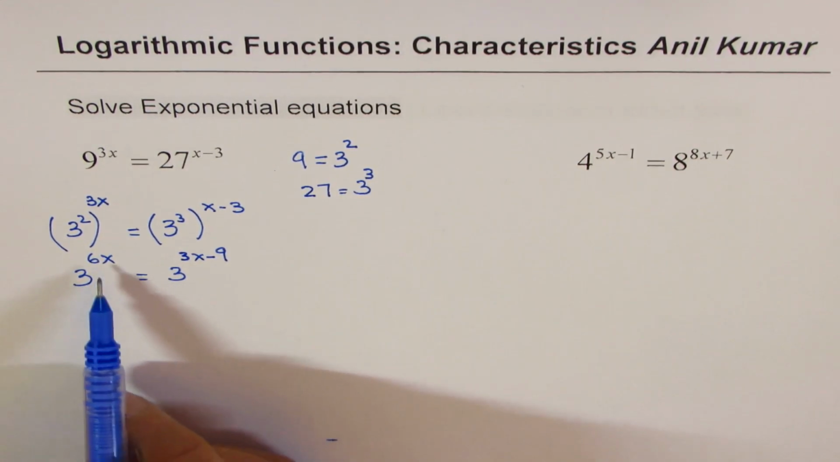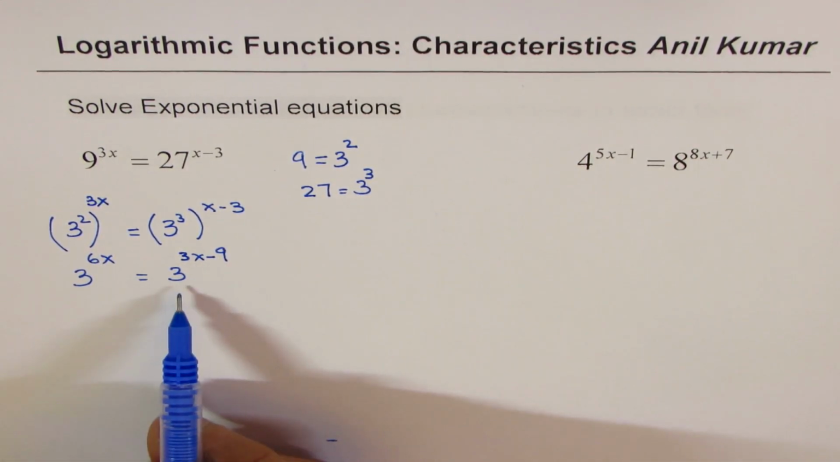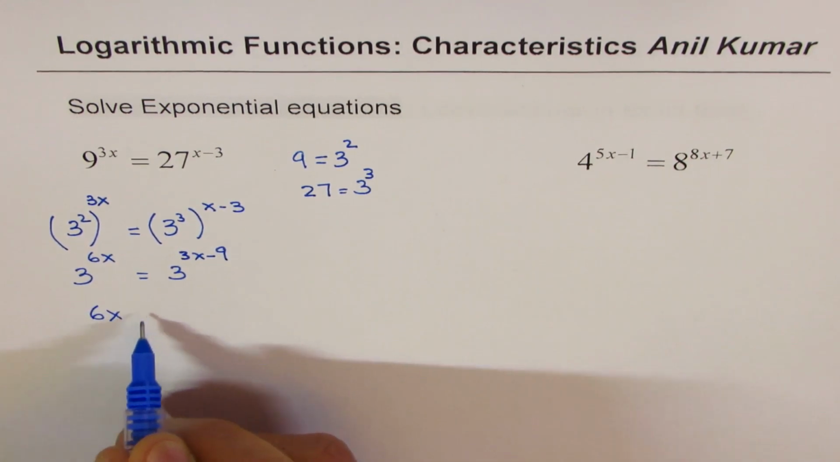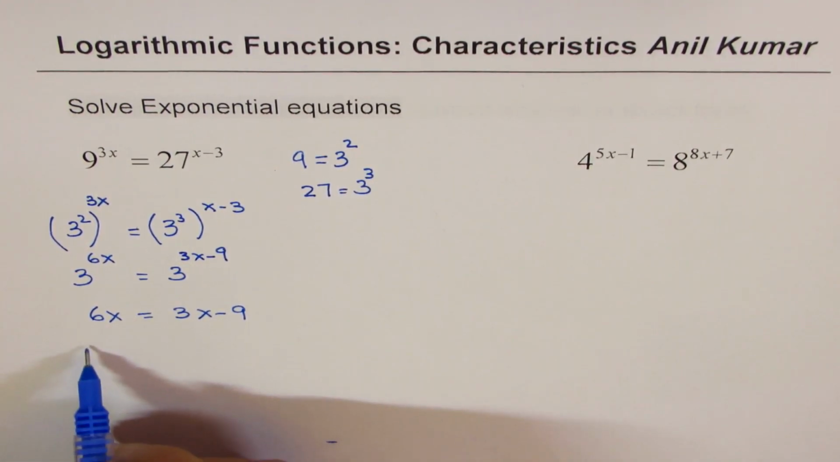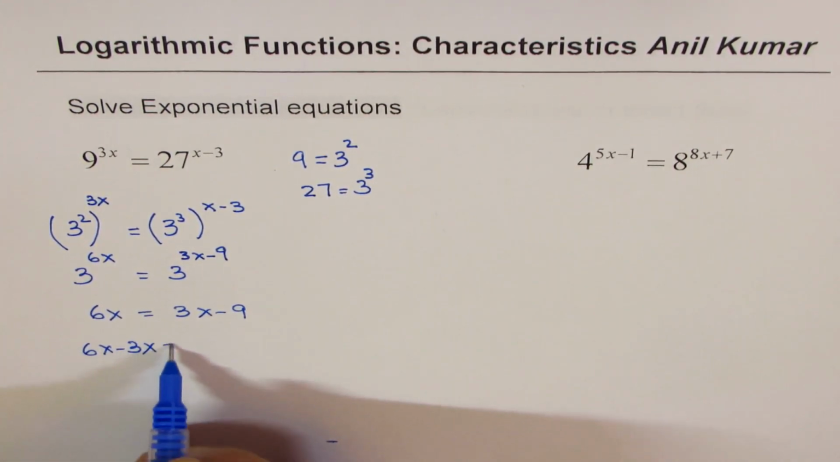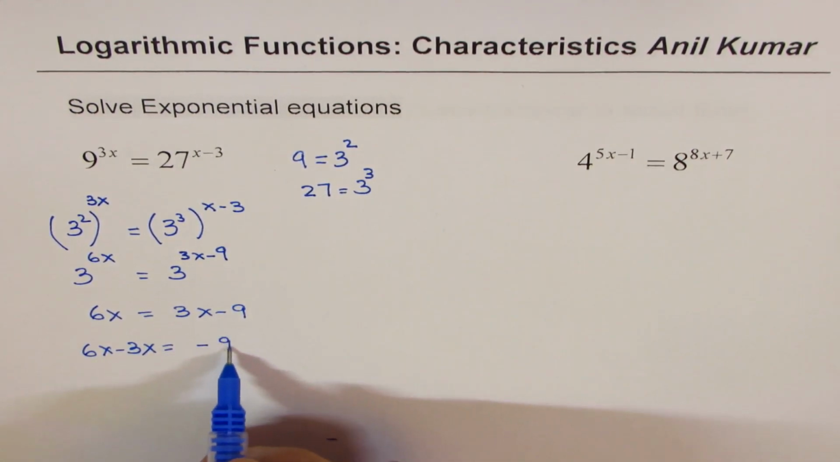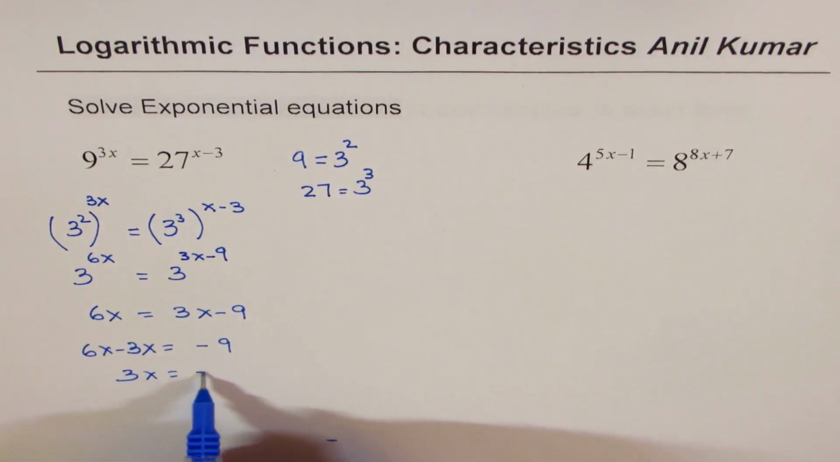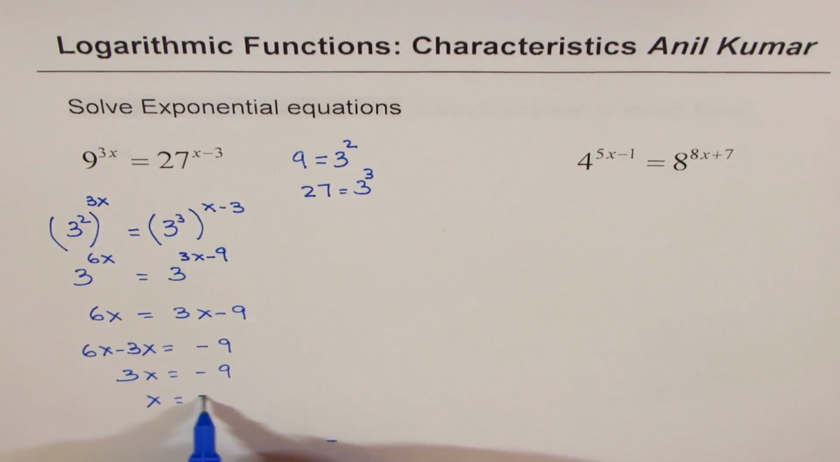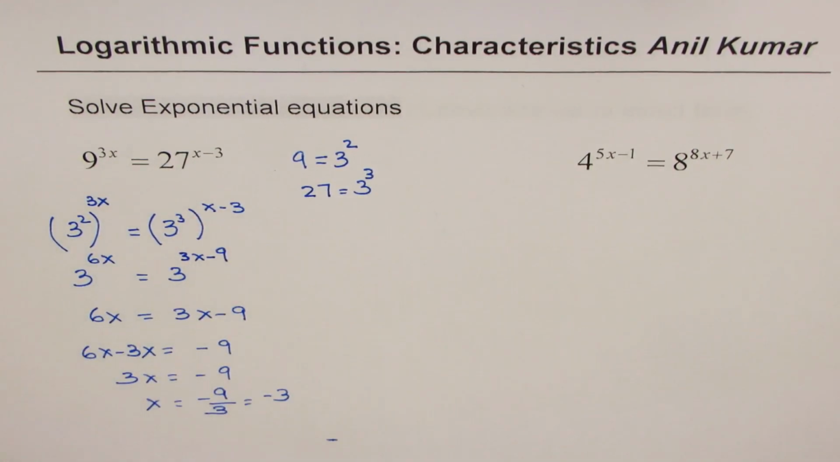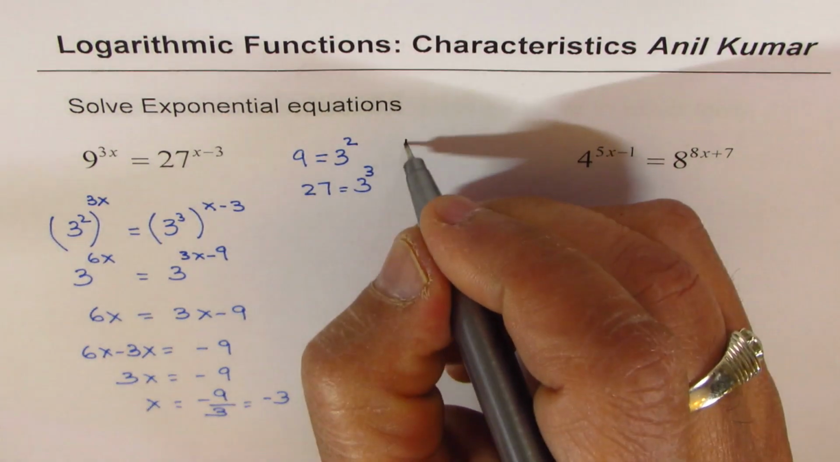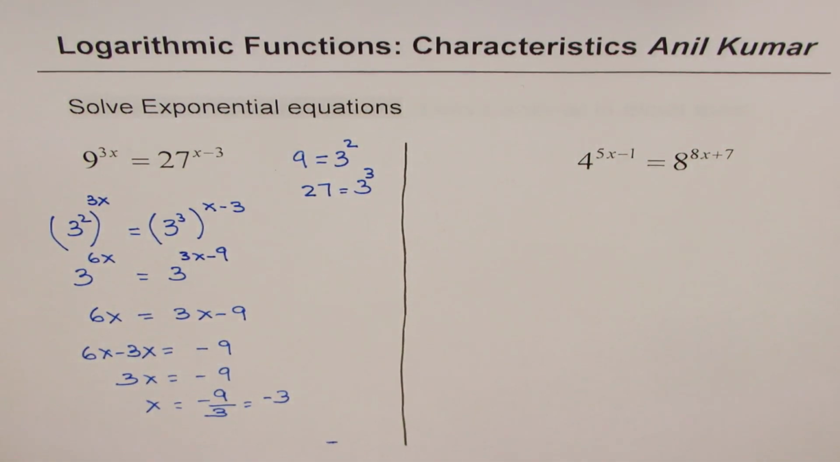Since the bases are same, exponents should also be same for the equation to be valid. And therefore, 6x is equals to 3x minus 9. And now we can solve for x. So we get 6x minus 3x equals to minus 9. 3x equals to minus 9. And x is equals to minus 9 by 3, which is minus 3. So the solution for the first equation is x equals to minus 3, correct? You can actually follow the same strategy and solve the next exponential equation.